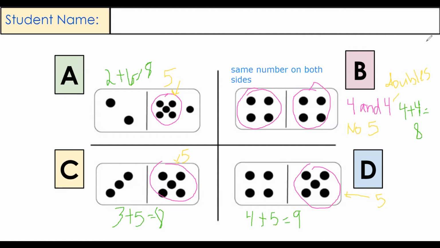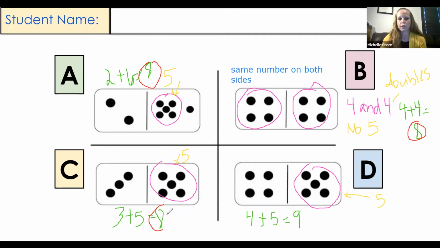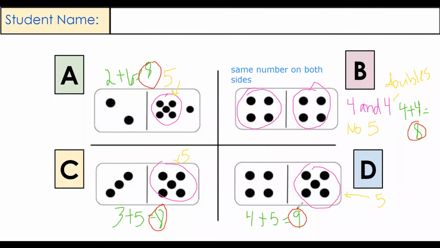She was saying that A, C, and B were all equal to 8, but D was equal to 9. So even though I said that B had the same amount in each, I didn't say that there was 8 in there. Now, would you agree with Susan that those 3 equal 8 and that this one equals 9? I would agree that they equal 8.